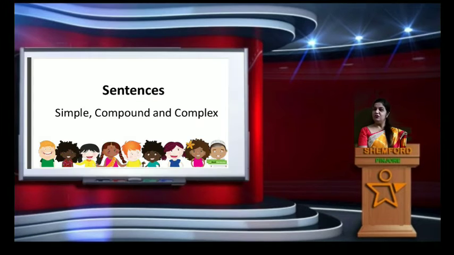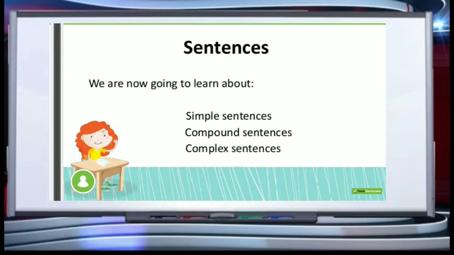Students, today we're going to begin with a new topic in your grammar: sentences on the basis of formation, simple, compound, and complex. Based on the structure of the sentence, that is how the sentence has been constructed, a sentence can be of three types: the simple sentence, the compound sentence, and the complex sentence. Now, in this video, we shall understand when a sentence is said to be simple, when it is a compound sentence, and when it is said to be a complex sentence.